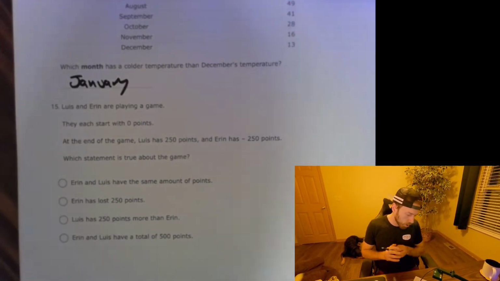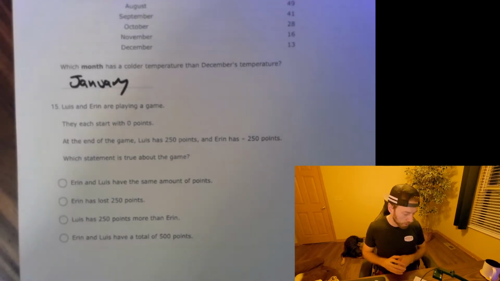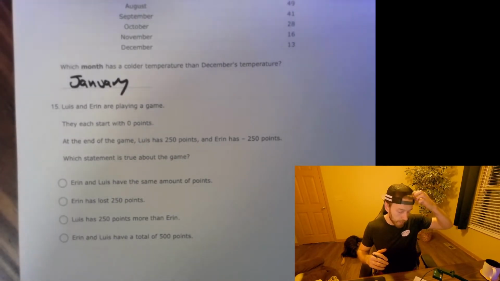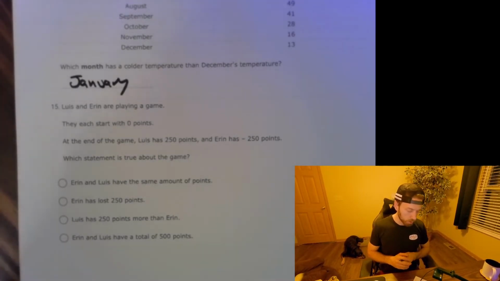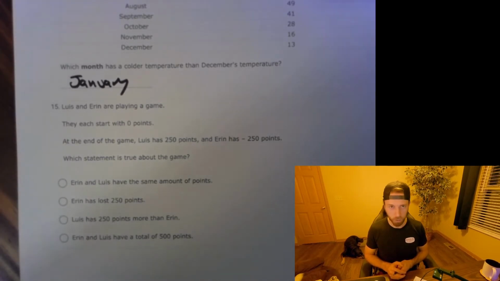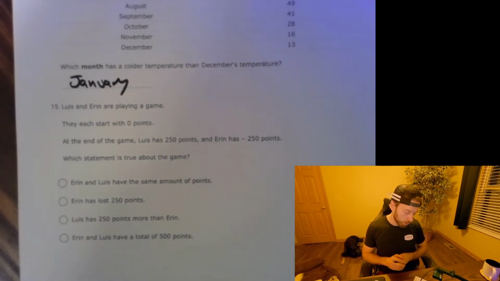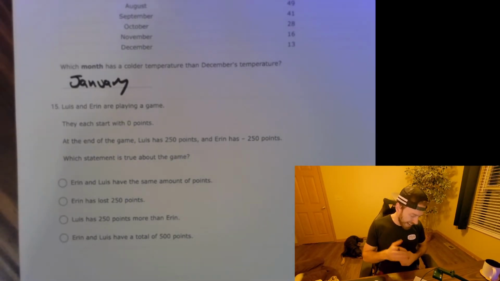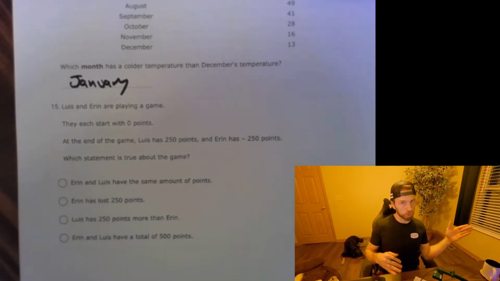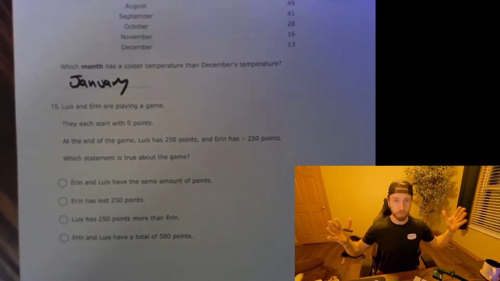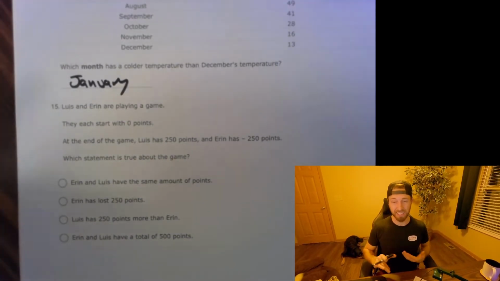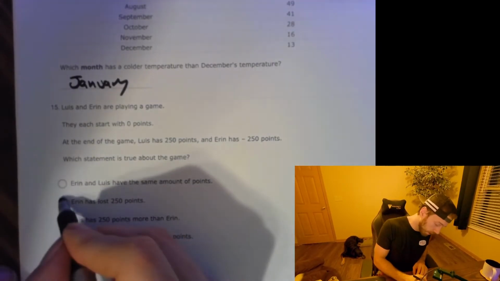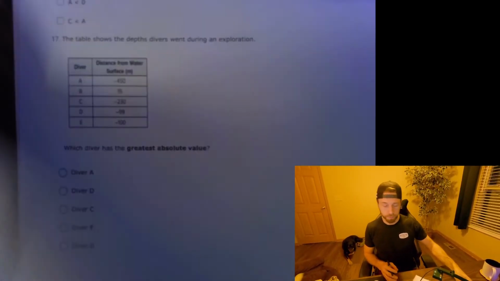Number 15, Lewis and Aaron are playing a game. They each start with 0 points. At the end of the game, Lewis has 250 points and Aaron has -250 points. Which statement is true about the game? Aaron and Lewis have the same amount of points? No. Aaron has lost 250 points. If she's in the negatives, that would mean she lost 250 points. Lewis has 250 points more than Aaron? I don't think so. If she lost 250 and he gained 250, they have a 500-point difference. Aaron and Lewis have a total of 500 points? Not true, because Aaron doesn't have any. She actually has negative points. So the only statement on here that makes sense is that Aaron lost 250 points.